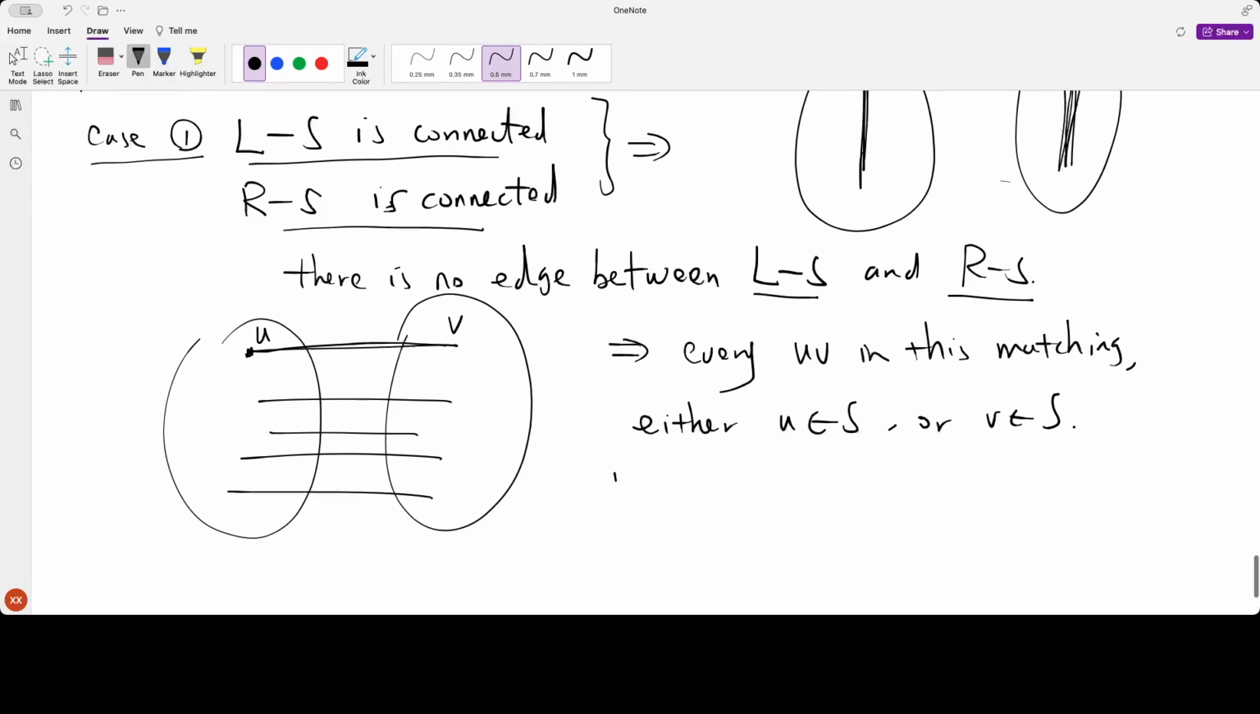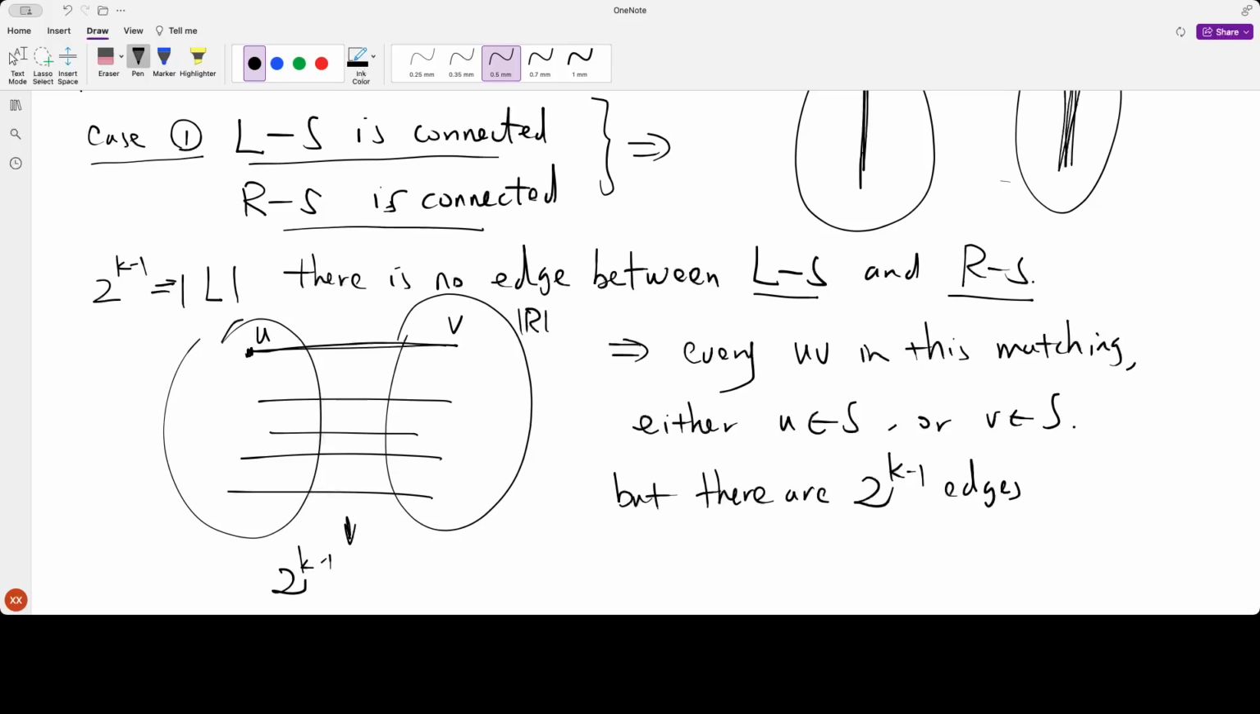But there are two to the k minus 1 such edges. This is a very large matching. How many edges here? 2 to the k minus 1, because here you have size 2 to the k minus 1. And here, the right part, you also have size 2 to the k minus 1. And this matching has 2 to the power of k minus 1 edges. So this proves that S has size 2 to the k minus 1, which is very large. It's larger than k. So this is a first case.